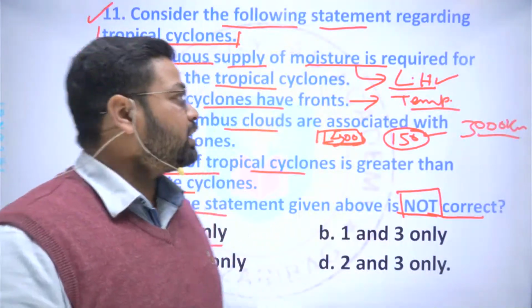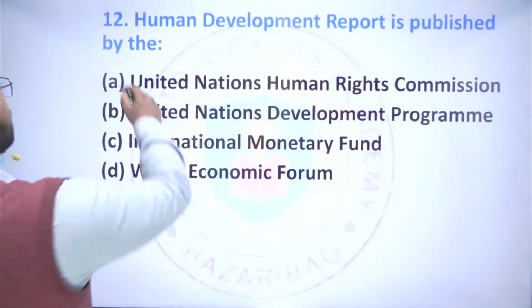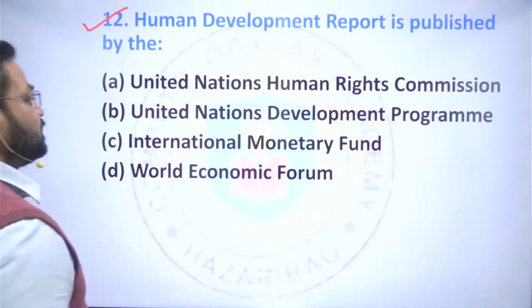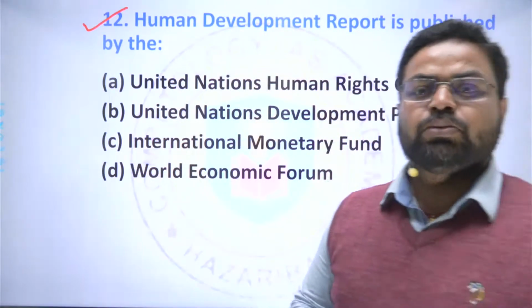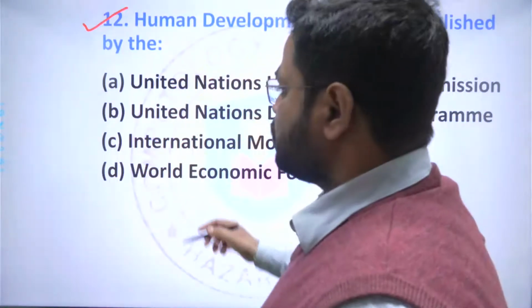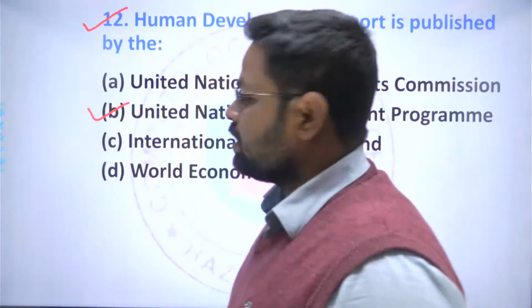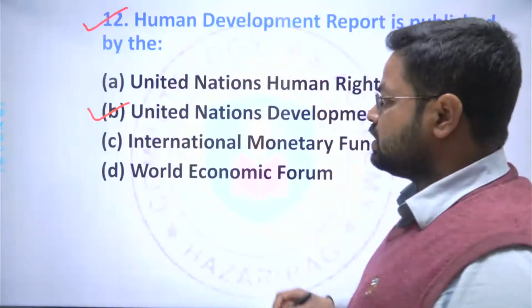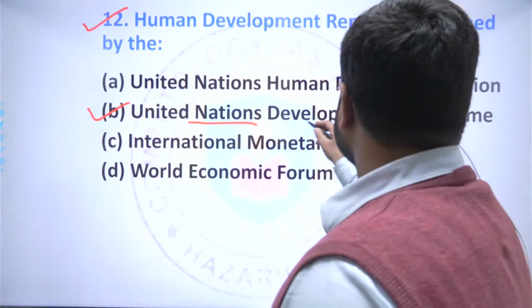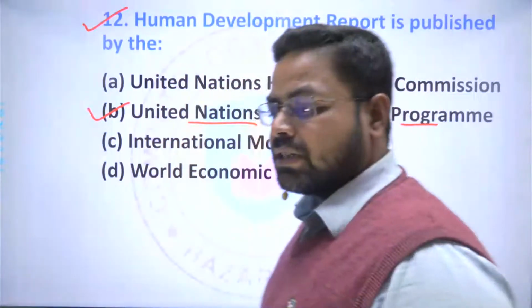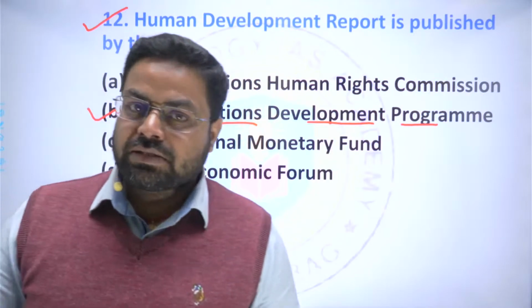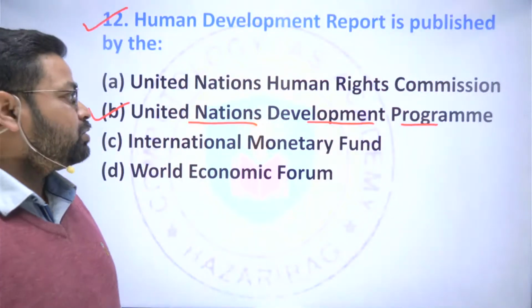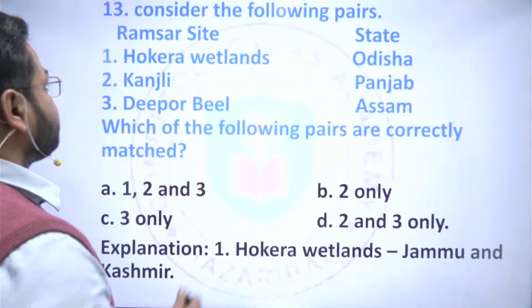Now come to the next question. It is a simple factual question. Here it says that the Human Development Report is published by which organization, right? So simply, if you have read, you can easily answer it. United Nations Development Program, that is UNDP. It is one of the specialized organizations of the United Nations, right?